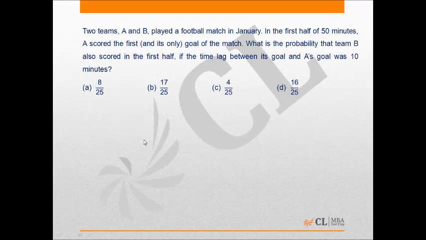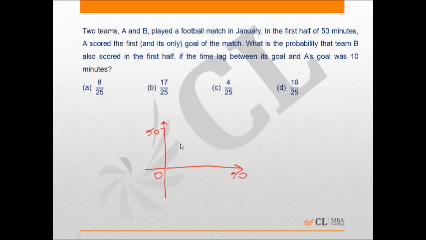Let us try plotting this entire scenario in an x cross y grid. So in this grid, I can say that on the x-axis, I have the time at which team A scored its first goal, which could be any time between 0 to 15 minutes. Similarly, on the y-axis, I have the time in which team B scored its first goal, which could be any time between 0 to 50 minutes.